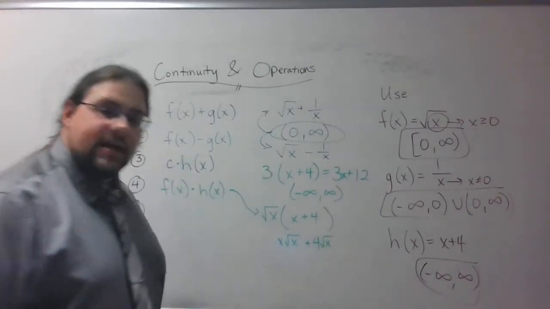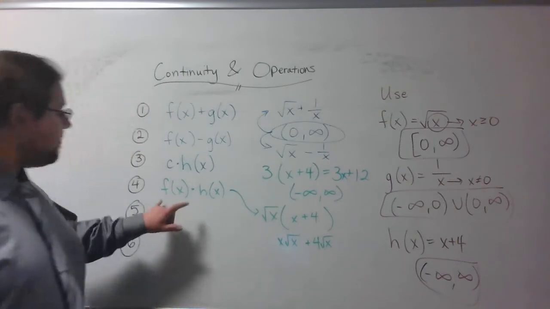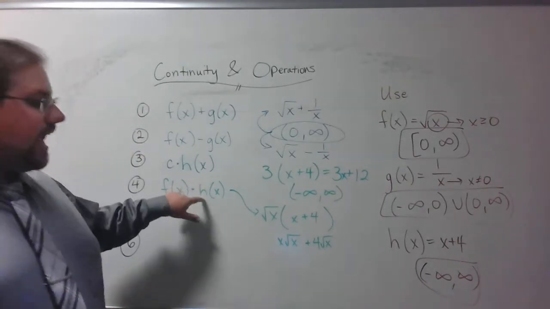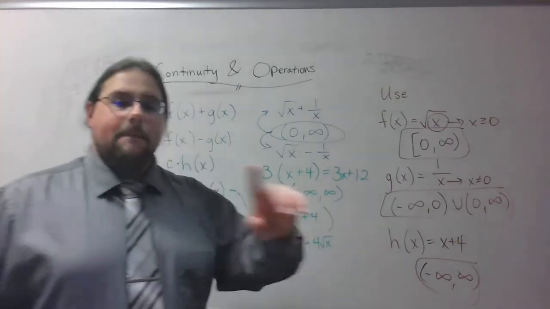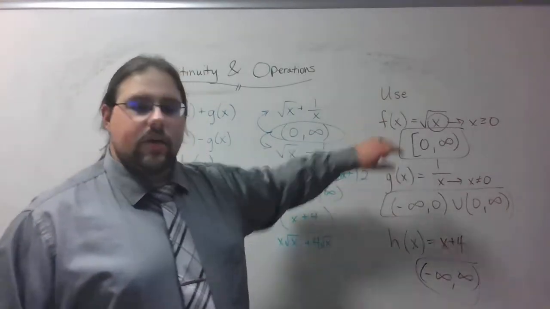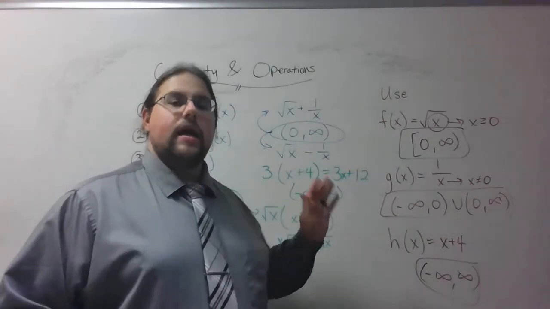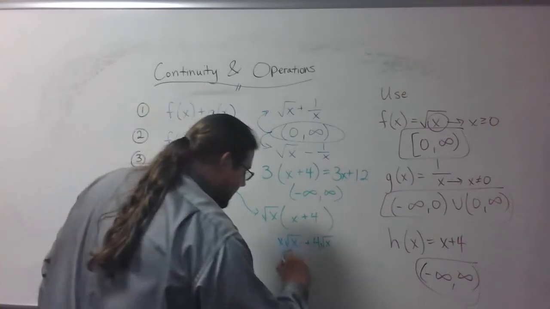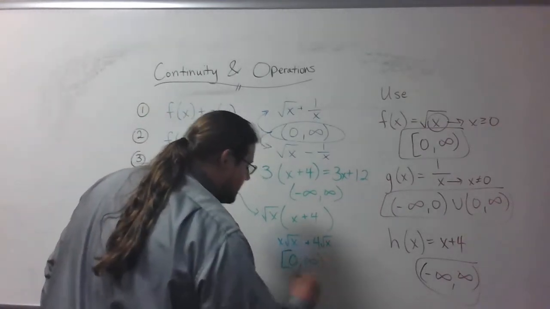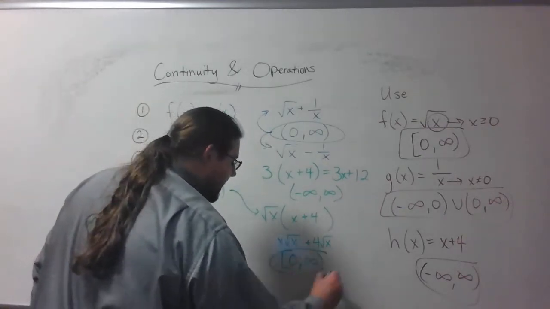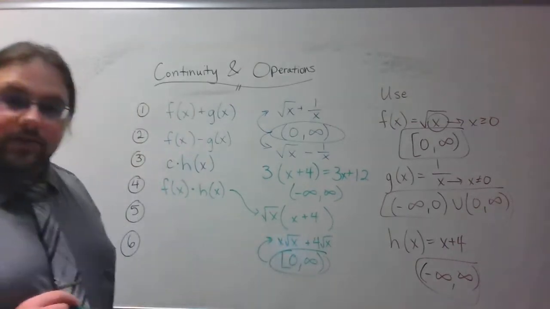Now here's the thing. In this case, I have to worry about f and h. Well, h worked everywhere, but f only worked for numbers 0 and above. So that's going to be the same thing here. It's going to be 0 and above. That's where this is continuous, okay?